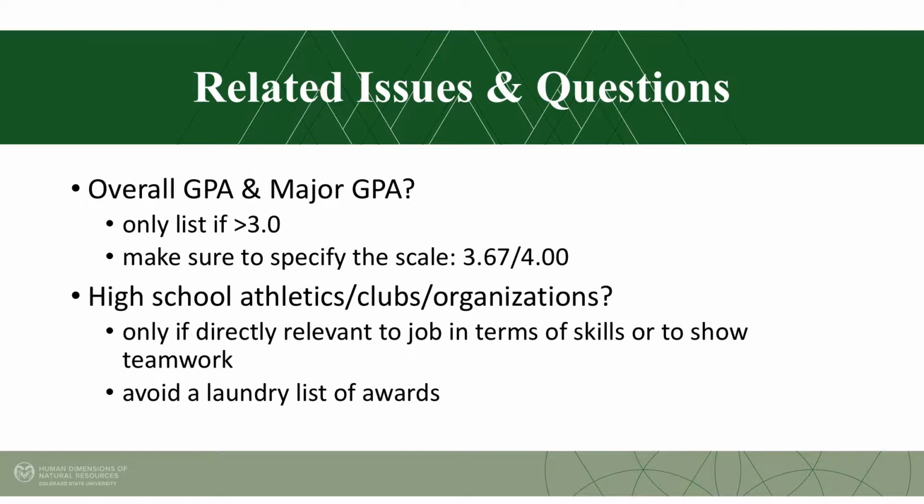Another thing is that typically you're not going to list high school athletics or clubs or organizations. You would only want to list these if they're directly relevant to the job you're applying for in terms of skills, or if you want to show teamwork or leadership. A lot of times, early in a student's college career, this is all they have, is their high school stuff. But if you're a junior or senior in college, especially if you're getting ready to graduate, what employers are going to want to see is what have you done since you've been in college. And so, if all you're listing is high school stuff and you're a senior in college, or you're listing a lot of high school stuff and only a little bit of stuff from college, that can raise some issues.